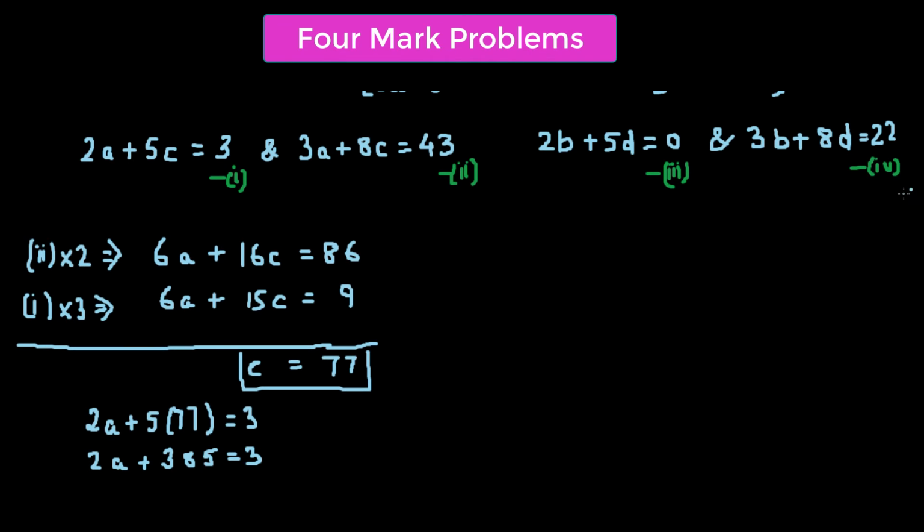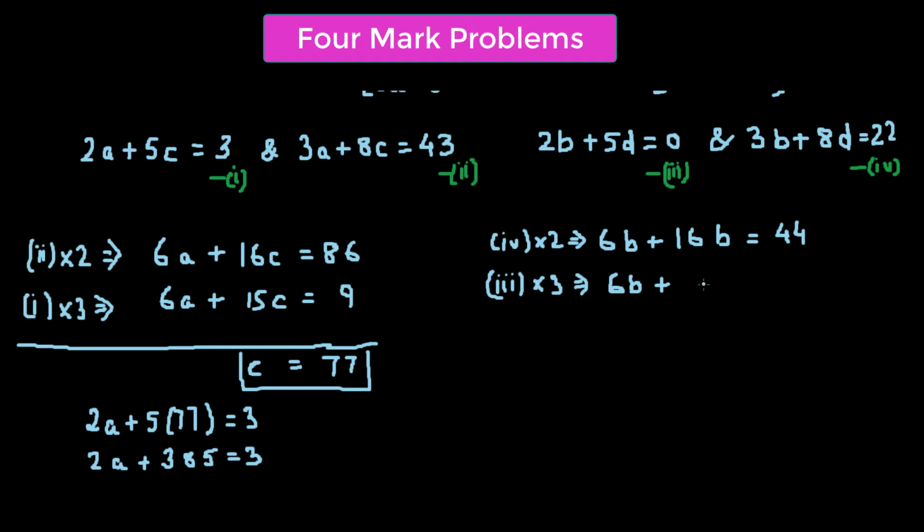Now we go to the remaining two equations and find the values of b and d. What we're going to do is consider equation number 4 first and multiply it throughout by 2. That should give us 2 times 3 is 6, so we have 6b, 2 times 8 is 16, 16d, and 2 times 22 is 44. Then we take equation number 3 and multiply it by 3. So 3 times 2b gives us 6b plus 3 times 5d gives us 15d. So I made a mistake here. This is 16d.